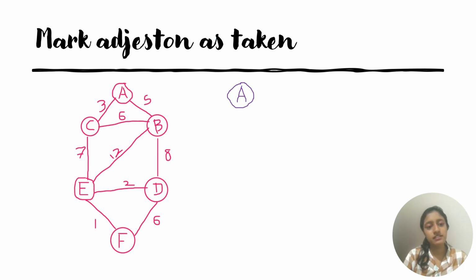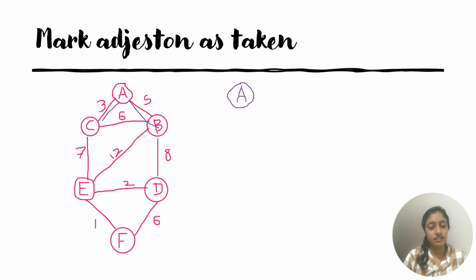Okay, after selecting A as the root, the connected edges we can see are A to C and A to B. A to B and A to C. Then, as I told you, all edges have weights. A to C weight is 3. A to B weight is 5.